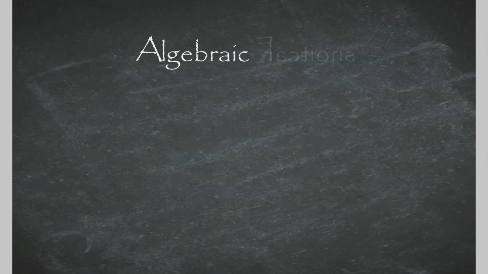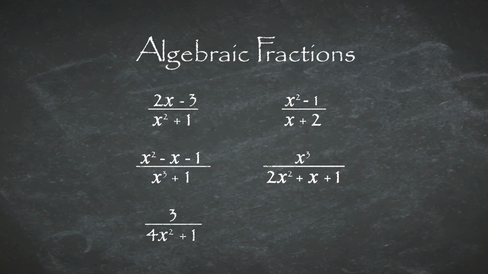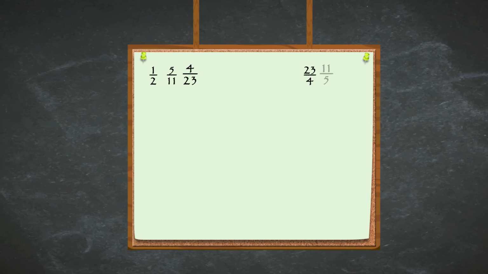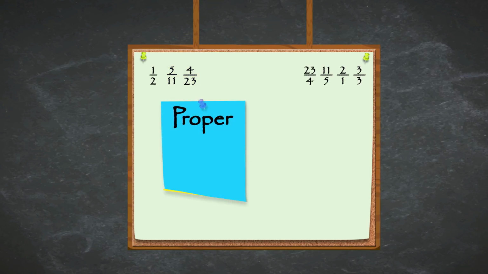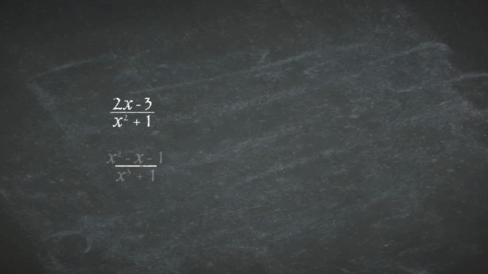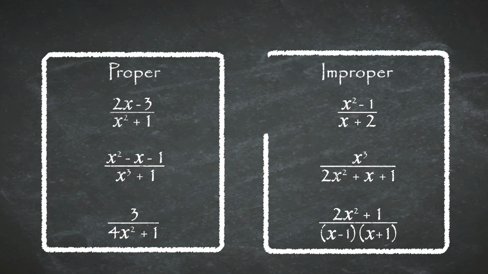You have learned that algebraic fractions are fractions that contain polynomials in their numerators and denominators. Do you remember that numerical fractions can be classified into proper fractions and improper fractions? Similarly, algebraic fractions can be classified into proper or improper fractions.